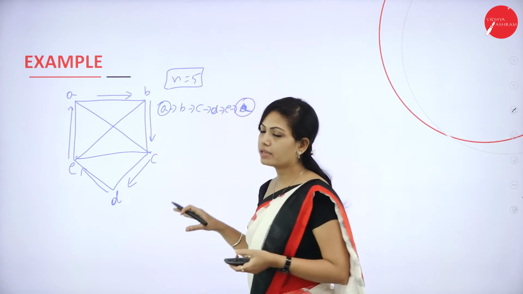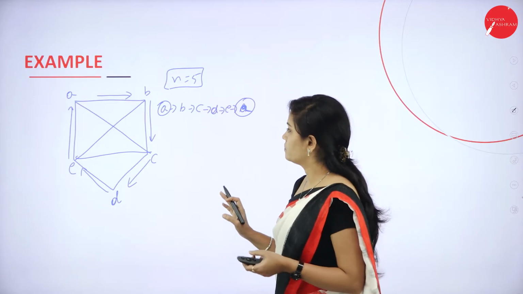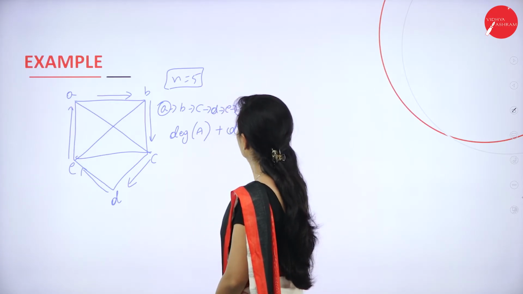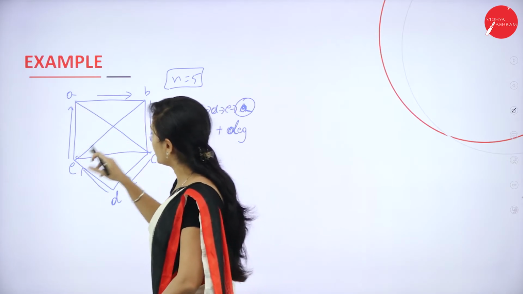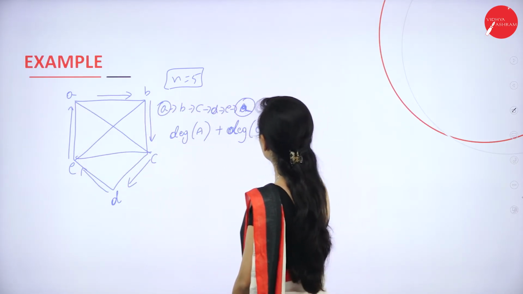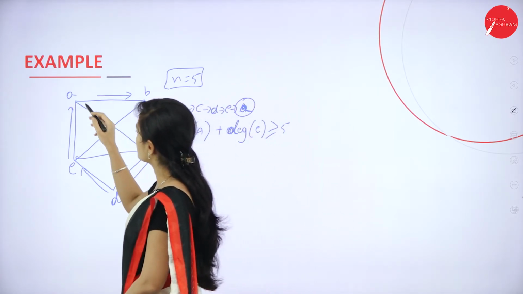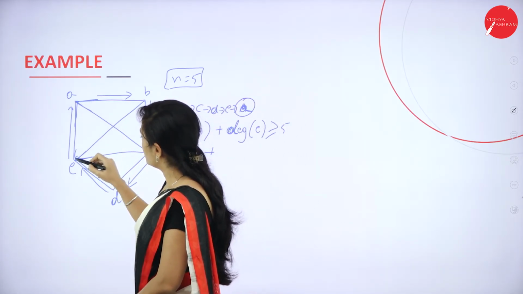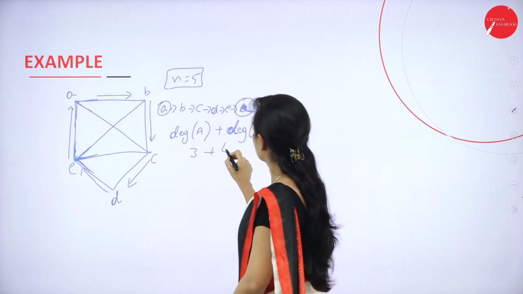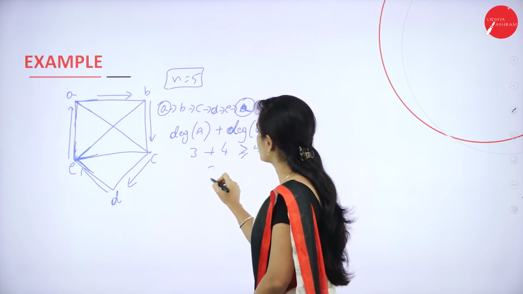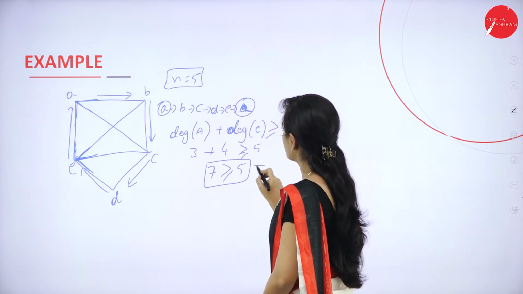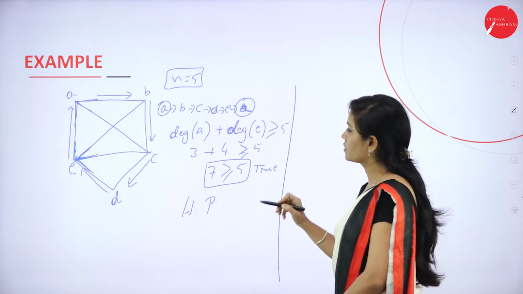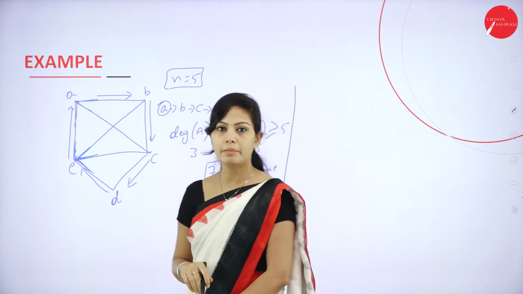Now we have to check the length of a Hamiltonian path. Here, the degree of A plus the degree of E should be greater than or equal to 5. What is the degree of A? 1, 2, 3. Plus the degree of E? 1, 2, 3, 4. So 3 plus 4, 7, is greater than or equal to 5. The condition is true, so a Hamiltonian path exists. Clear? You can give this example for the length of Hamiltonian paths.